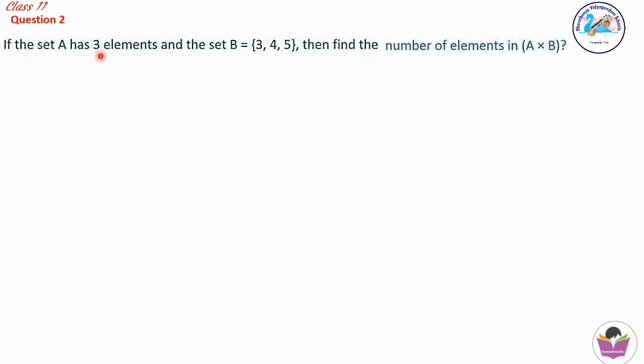Move on to the second question. If the set A has 3 elements and the set B is equal to the set {3, 4, 5}, then find the number of elements in A cross B.